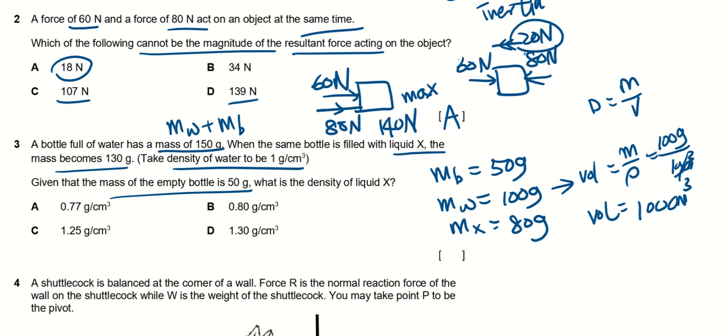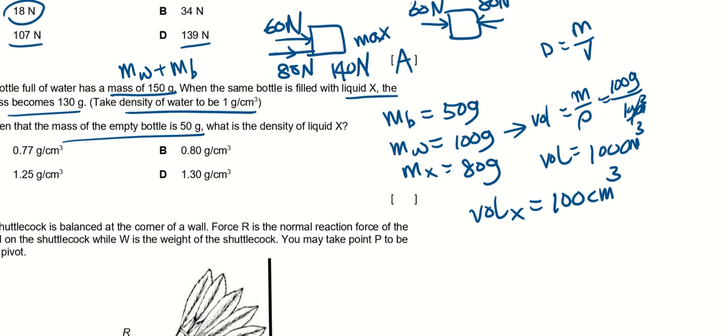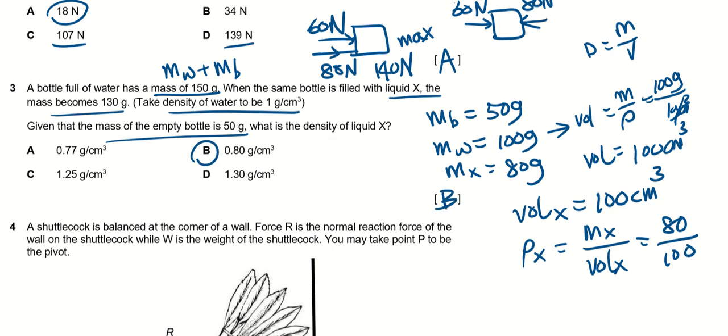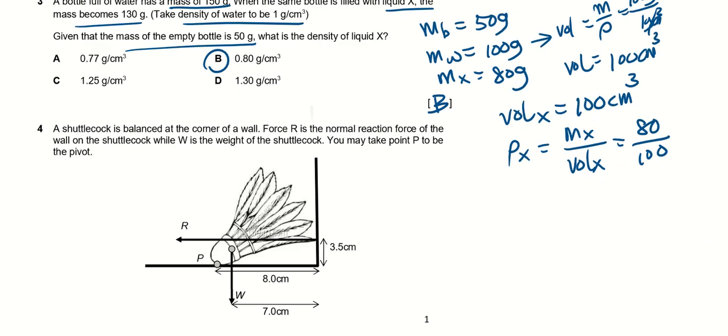So that means when liquid X is filled in the bottle, the volume of X is also 100 cm cube, because the size of the bottle is fixed. To find the density of X, it is mass of X over volume of X. So it's 80 over 100. So the answer is B. This is similar to your tutorial question.